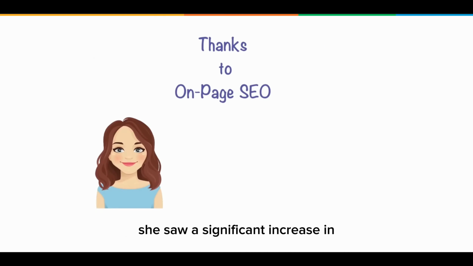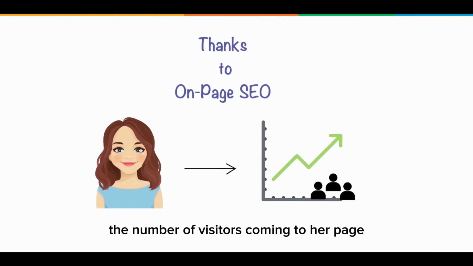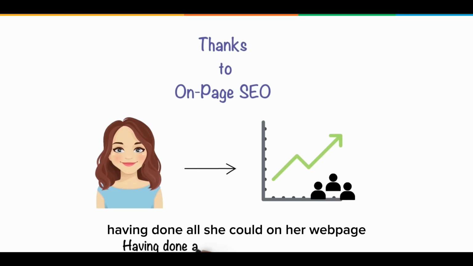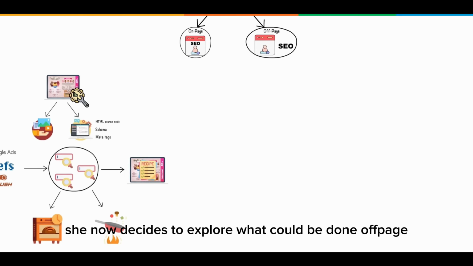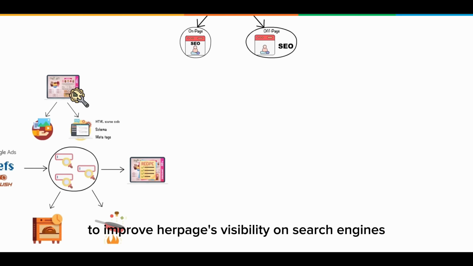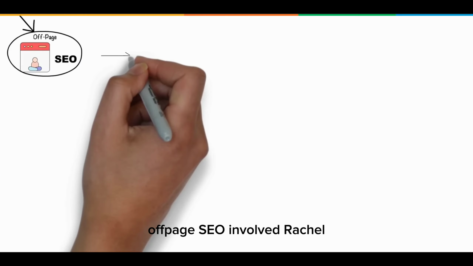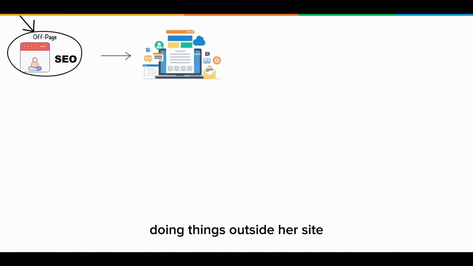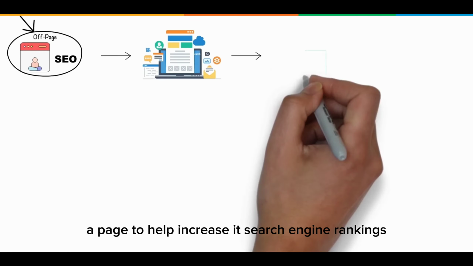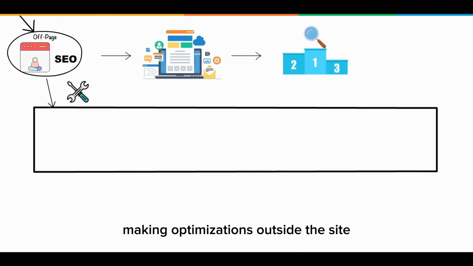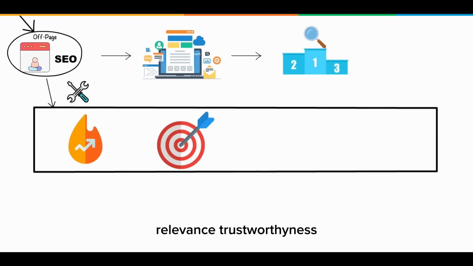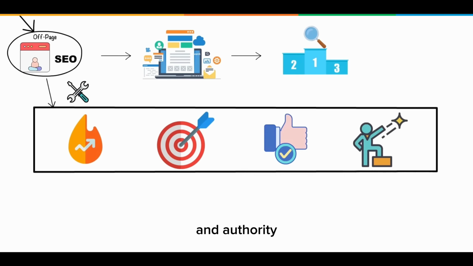Thanks to this, she saw a significant increase in the number of visitors coming to her page. Having done all she could on her webpage, she now decides to explore what could be done off-page to improve her page's visibility on search engines. Off-page SEO involved Rachel doing things outside her site page to help increase its search engine rankings. Making optimizations outside the site would improve the site's popularity, relevance, trustworthiness, and authority.